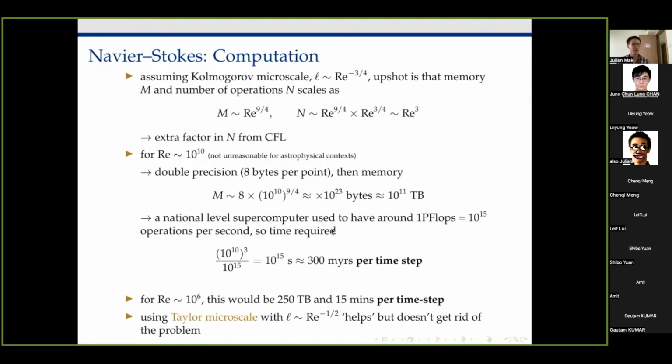So what that means is that when we want to explore Reynolds number dependence, we're very limited in what we can do. Even 10 to the 6 is actually quite hard. If you use a slightly different theory, what's called the Taylor microscale, you save a little bit, but not very much. You still get things like the quadratic scaling. So that's the issue with computation in Navier-Stokes or fluid turbulence problems: the scaling is really bad. You get at least a quadratic scaling, so things blow up really fast.